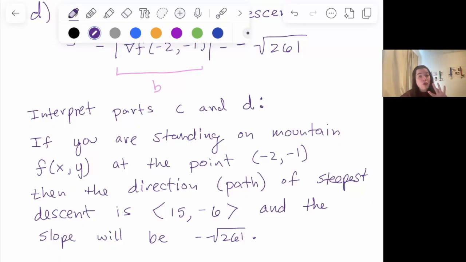We've done 4 examples of what the gradient vector can find for you. It can find many other things, but these are just 4 things it can find. It can find the direction of steepest ascent, the magnitude of it can find the slopes, and then you can apply it as well for steepest descent.